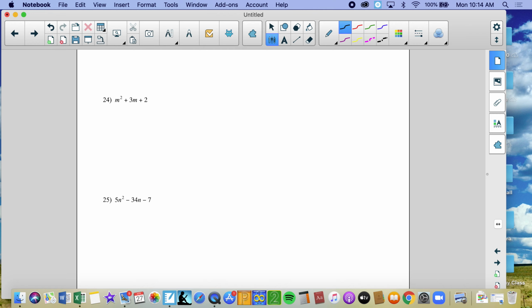24 looks like a traditional A times C. It is not a special case because it doesn't have 2 terms, so it's not difference of squares. It's not a binomial square because the last is not a perfect square, so we have to do A times C. Remember, A times C comes from this format, A and C. So the coefficient of the squared value, which is m, so A is 1, C is 2. 1 times 2 is 2. What are the factors of 2? 1 and 2. The signs are going to be the same, and they're both going to be positive.